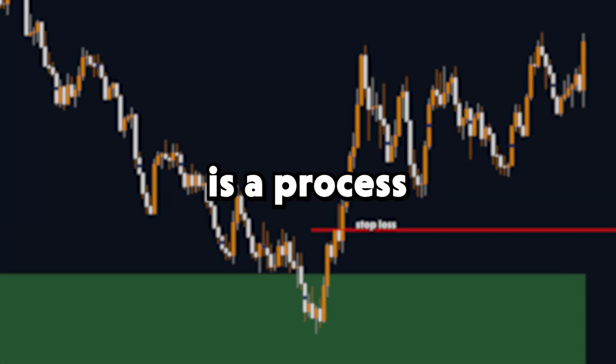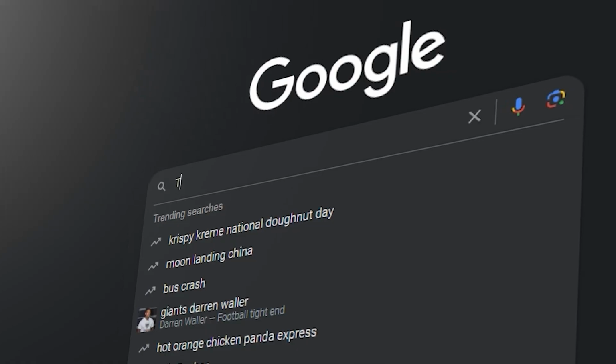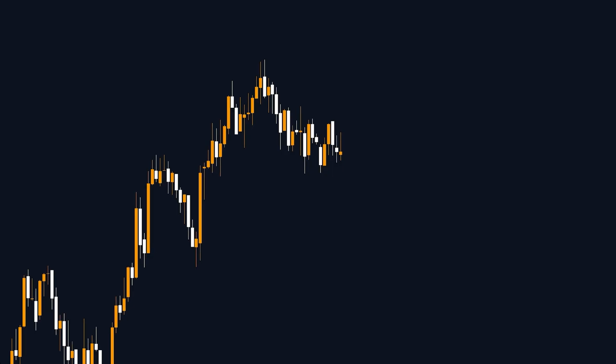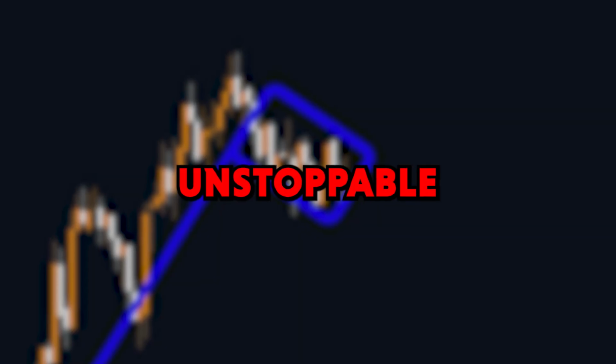Trading is a process and you will not win every single trade. The objective is to put yourself in a situation where the odds are in your favor, giving you an edge in the market. Once you're able to understand and witness trading traps for yourself, you will be unstoppable.